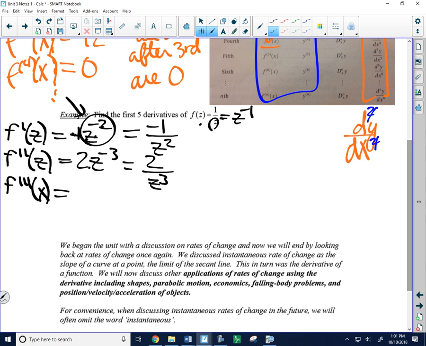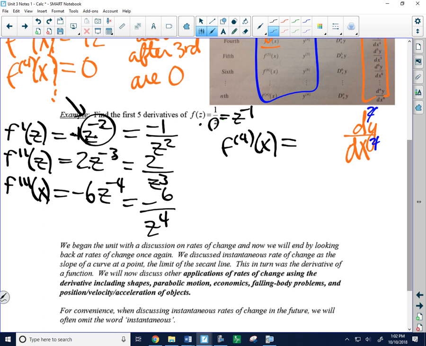A couple more, triple prime. Power rule, negative 3 times 2 is negative 6. Z, going to subtract 1, negative 4. So this will be a negative 6 over z to the 4th. And by now, you can kind of just see the pattern too. You didn't actually want to do the next one. You guys see how it's alternating signs.